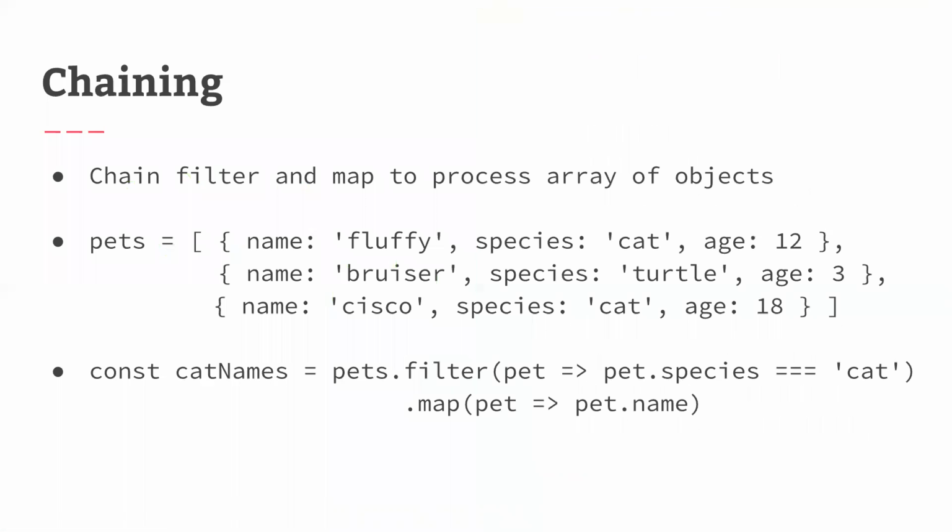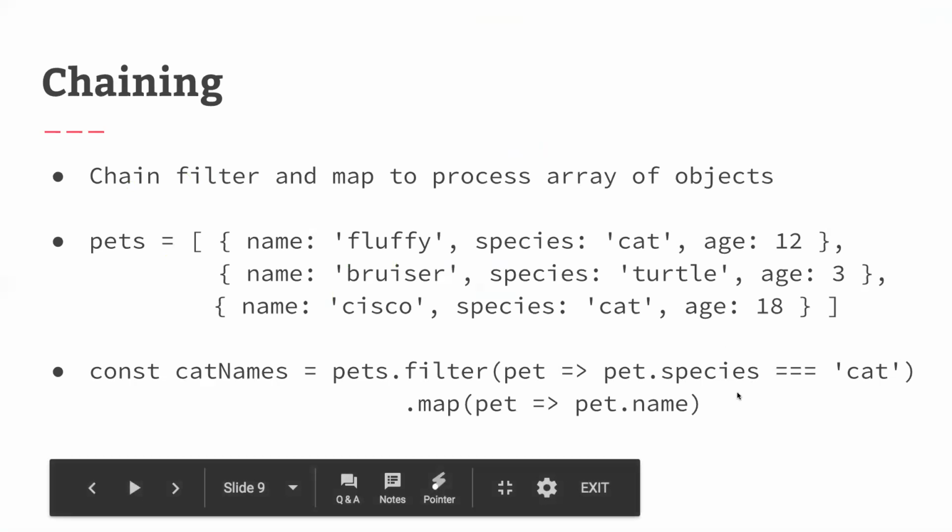So, chaining. You can chain filter and map, for example, to process an array of objects. First, we're going to filter for only cats, and then we're going to map to the name of that cat. So what is cat names going to actually be in this case? An array with 2 elements, Fluffy and Cisco.